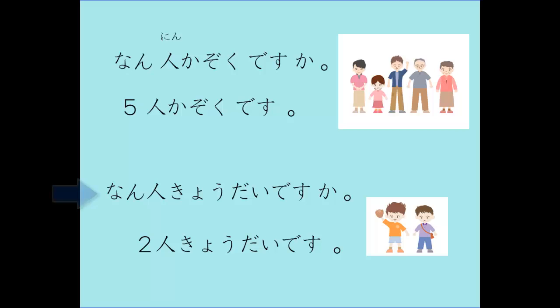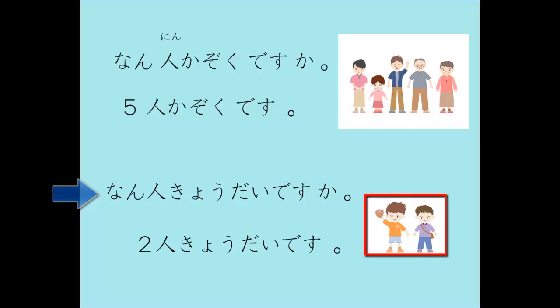The next sentence is very similar, only instead of asking how many family members, we're going to be asking about this. 兄弟, brothers and sisters. 何人, how many people. 兄弟, brothers and sisters. ですか, are there. 何人兄弟ですか? In other words, how many brothers and sisters do you have?